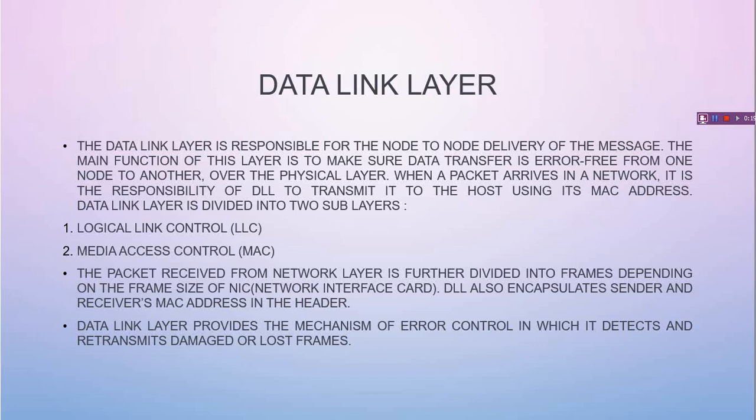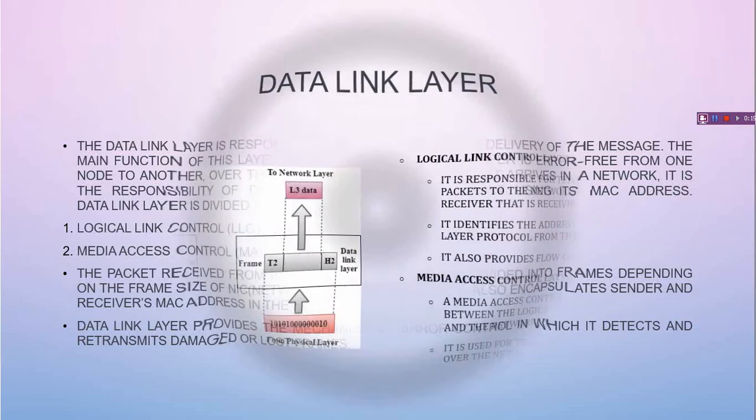It also adds a header and a trailer to the frame, and the header contains details about the sender and receiver MAC address. The data link layer provides the mechanism of error control, in which it detects and retransmits the damaged or lost frame. It has a mechanism to check for errors. If there is any error in the frame, then it discards the frame and retransmits it.